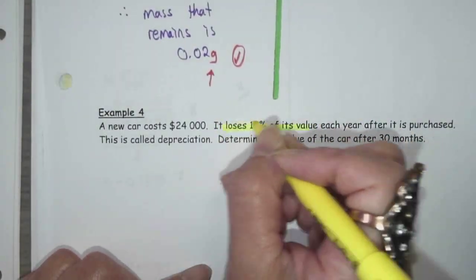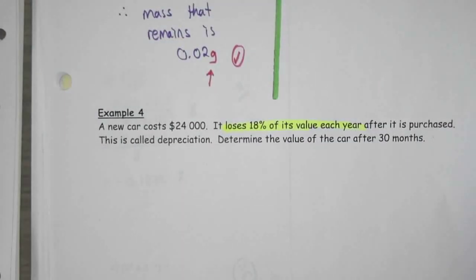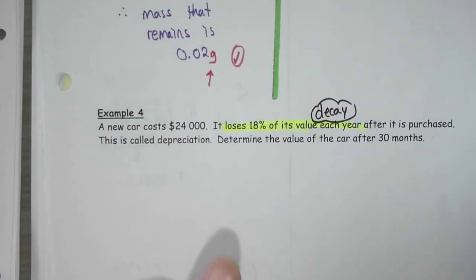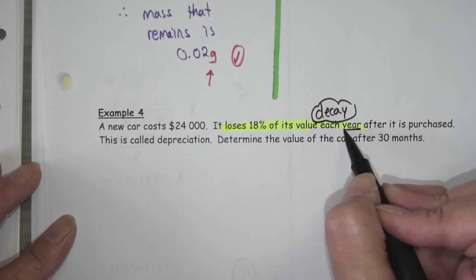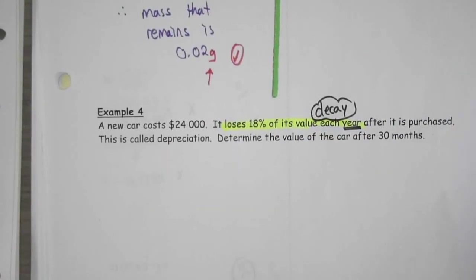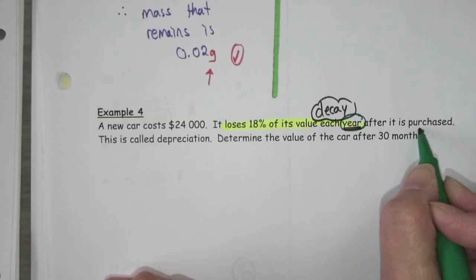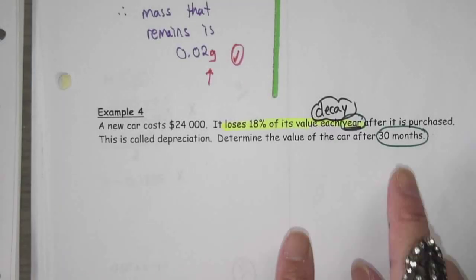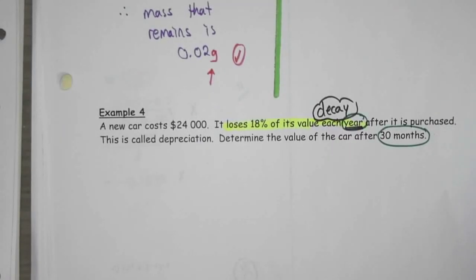So this should be decay. In my head, I'm thinking, I know that the base must be less than 1 because it's decay. Every year, so we know the units is years. Oh, wait, 30 months? What a pain. We have years and we have months, so we're going to have to convert this. You have to pay attention to the word problem, the time units: days versus years, months versus years. I'll show you how to do this one.